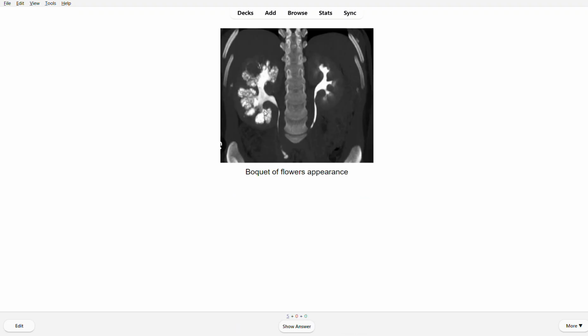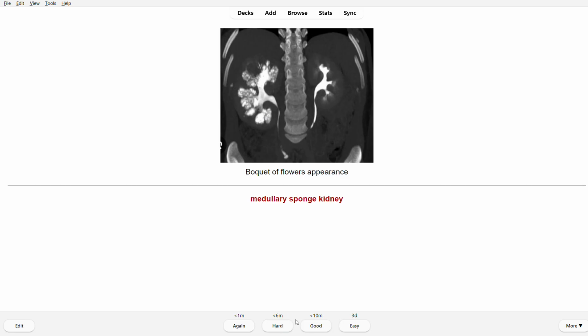Another question on bouquet of flowers appearance. This is seen in medullary sponge kidney. The medulla is calcified, not the cortex. The medulla is calcified, which forms the bouquet of flowers appearance.